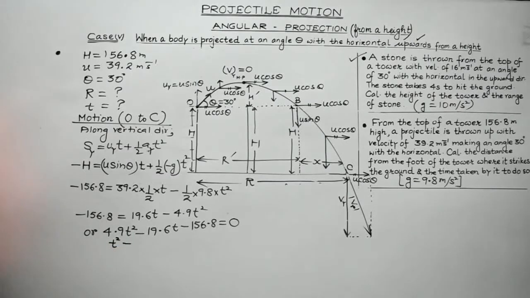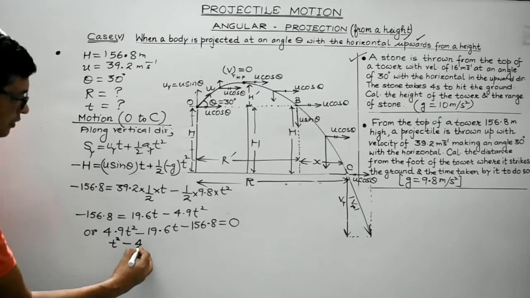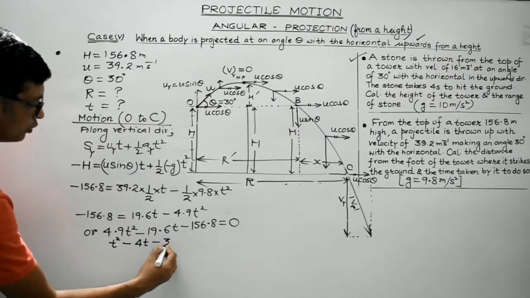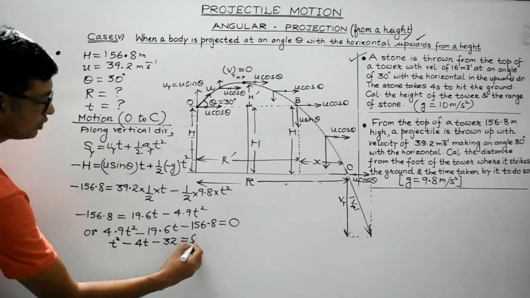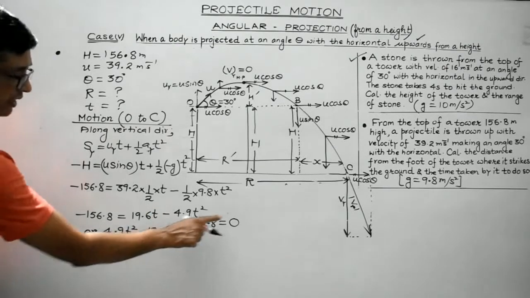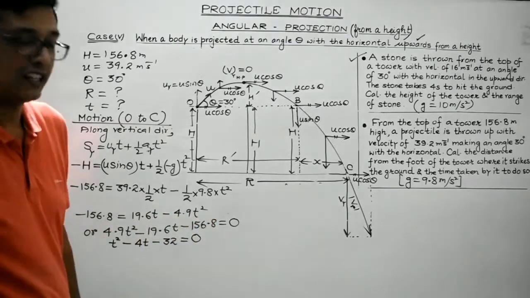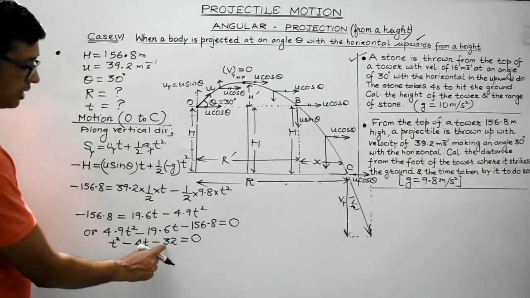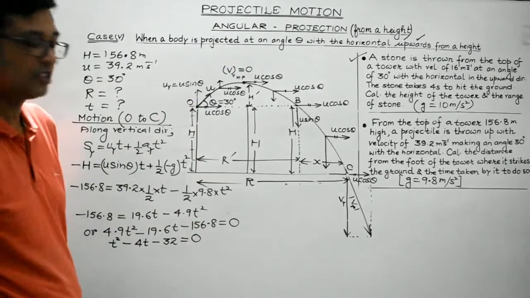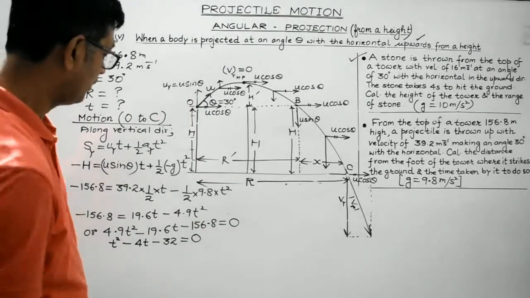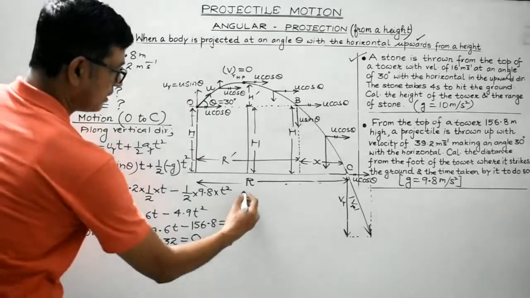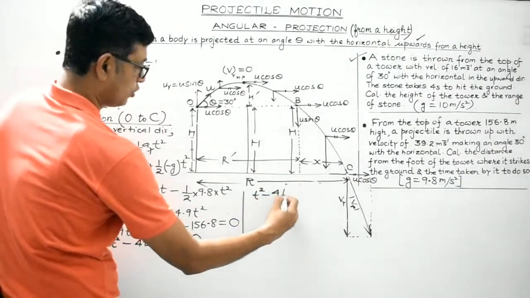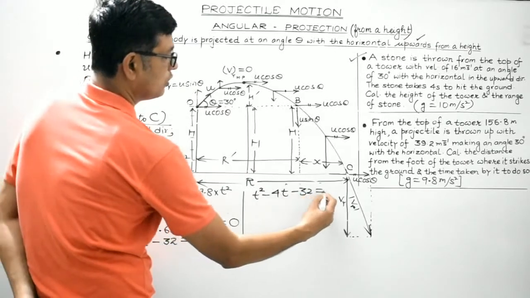t square minus 4t minus, I think, 32. It is equal to 0. What I have done is, I have divided throughout by 4.9. 4.9 into 4 is 19.6. 4.9 multiplied by 32 is 156.8. Right, students? So now it becomes easy to split this term. So the equation is t square minus 4t minus 32 is equal to 0.